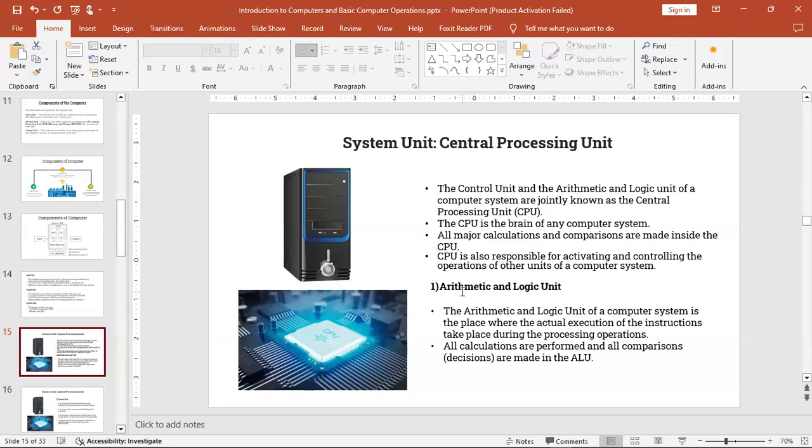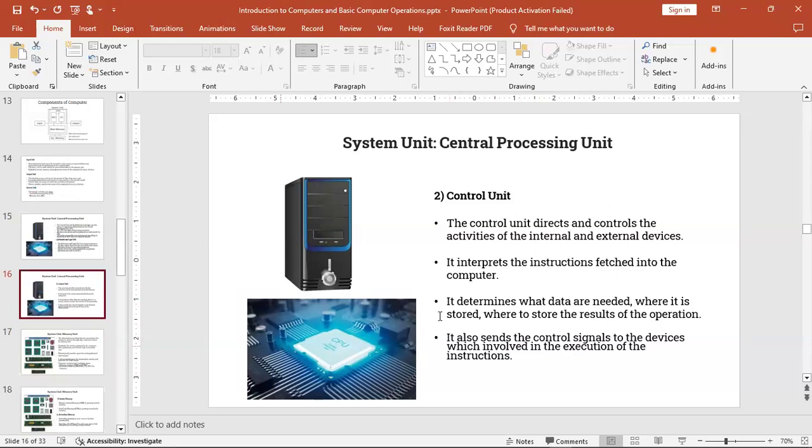So those instructions or data that are sent using the input unit are executed at the level of the ALU. All the mathematical calculations, the formulas, the operations are carried out here, in the arithmetic and logic unit. So please note that. Now let's look at the control unit.